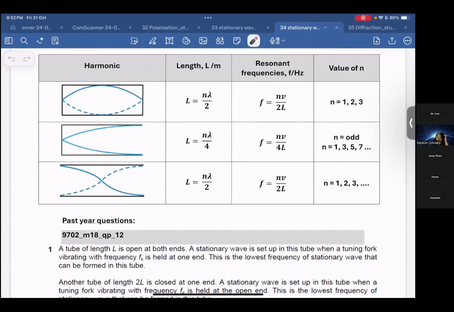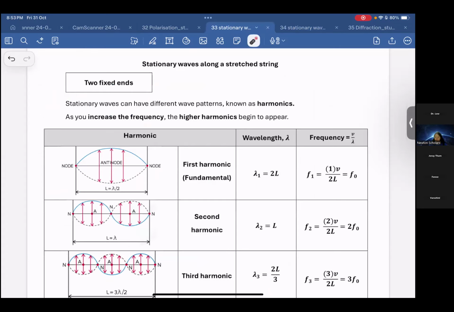Okay, first one is both ends are closed. Another one is one end closed, one end open. Another third case is both ends are open. We look at here, we will find out that if they are closed, or we say fixed, it must be a node. If open, it must be an anti-node. This is called a node. Okay? So right now, it comes to the first case.